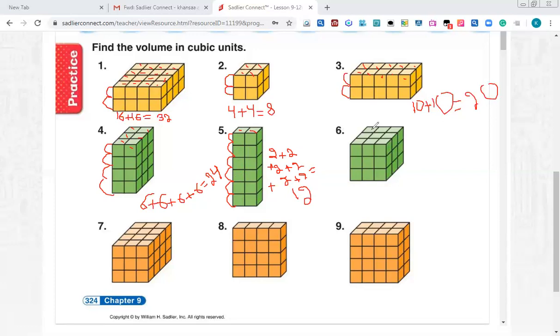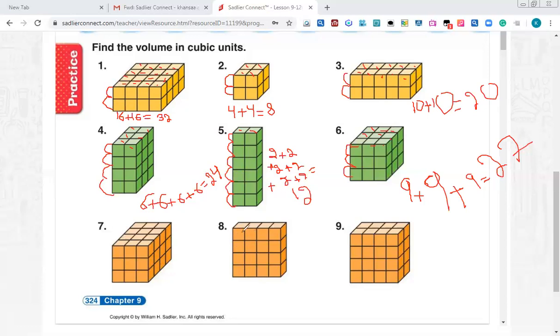Okay? And the same for number 6. 1, 2, 3, 4, 5, 6, 7, 8, 9. We have 9 cubes in the top layer. How many layers? 1, 2, 3. So 9 three times, 9 plus 9 plus 9 gives me 27. Number 7 is the same.